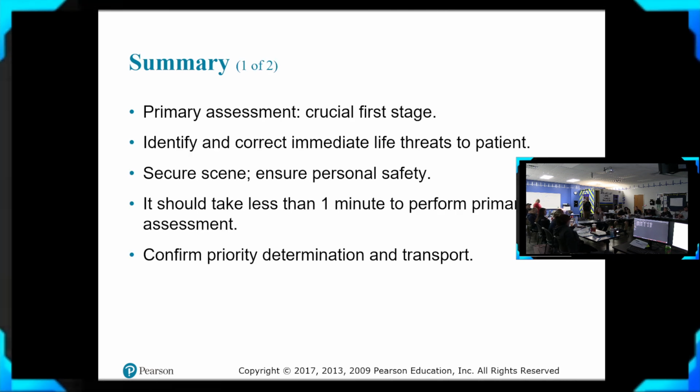Any questions? Your primary assessment should take less than a minute, unless you obviously have to address something.